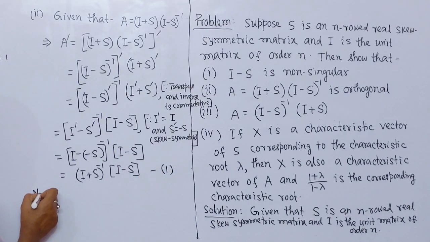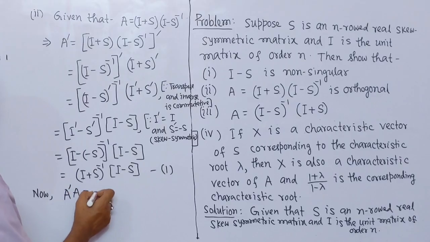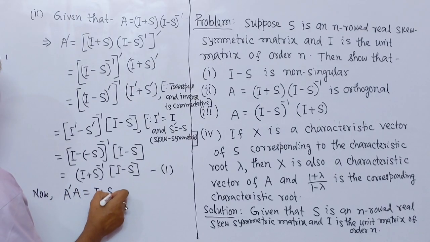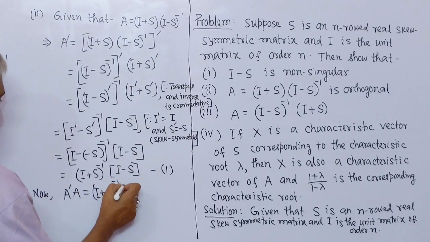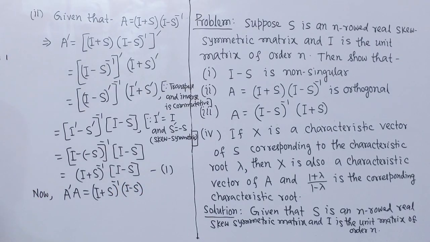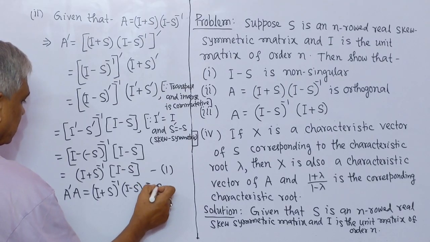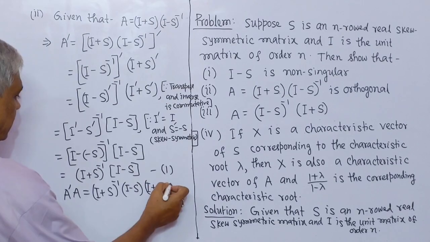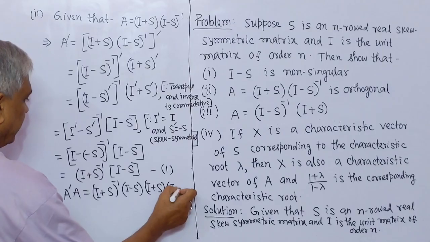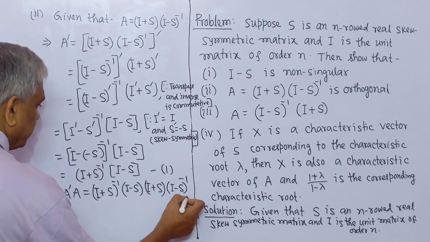Now transpose of A multiply A equal to transpose of A is I plus S whole inverse, and this is I minus S, and A is I plus S multiply I minus S whole inverse. Let this is number 2.